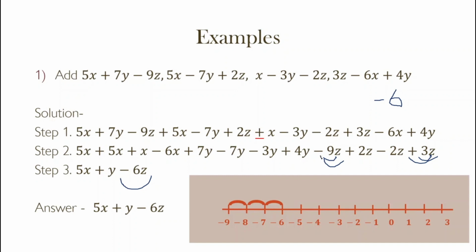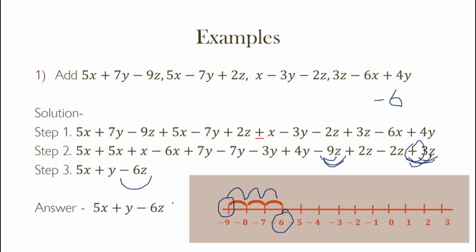Like we have to do minus 9z plus 3z. So we'll start with minus 9. Please remember, whenever you have to add, we always move to the right side of the number line. How many steps will we move to the right? Because we are adding 3, we will move 3 steps to the right. 1, 2, 3. So what are we getting? We are getting minus 6.